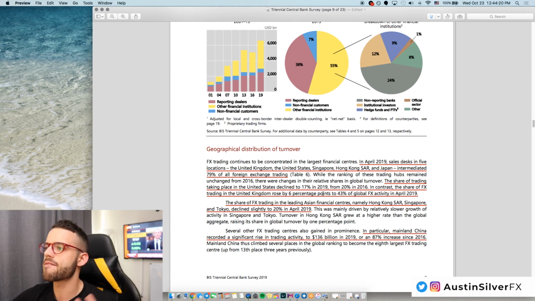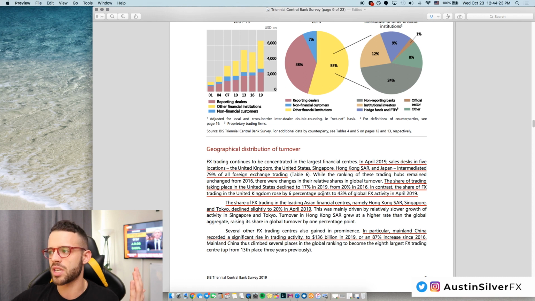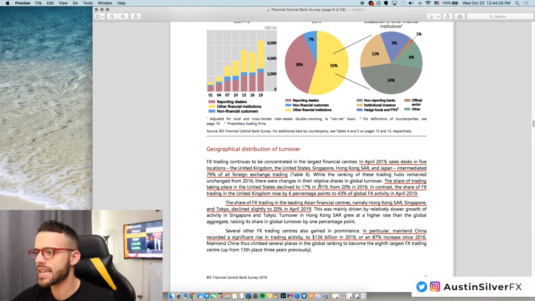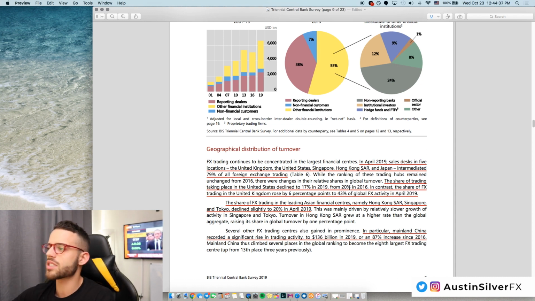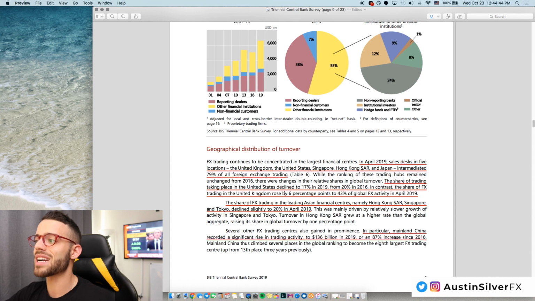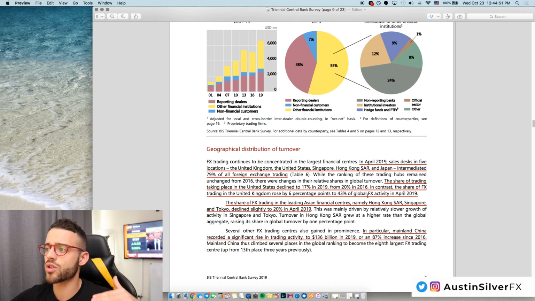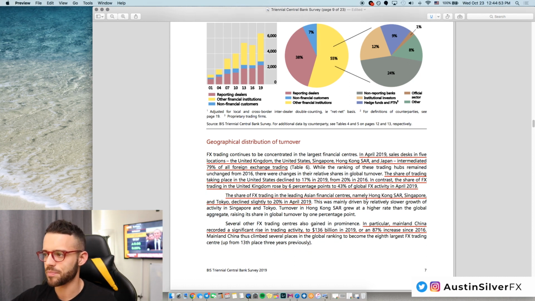In 2019, like I said, 5 sales desks controlled 80% of the trading. The share of trading taking place in the United States, it says, declined to 17% from 20%. So just a 3% drop. Just less trading going on here on the retail side, on the bank side, on the institutional side, the government side, the whole thing. 3% less over the course of 3 years. Not a big change. In contrast, in the UK, they're up by 6%, going to 43% of global activity in 2019. So UK traders are on the rise, United States traders maybe on the decline slightly.